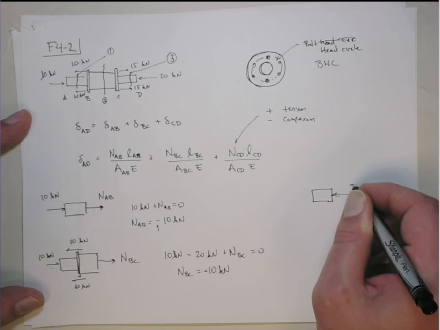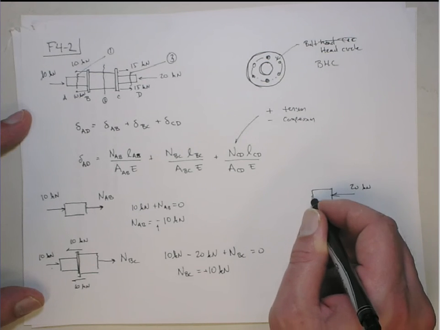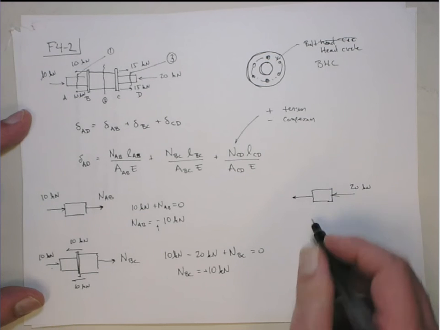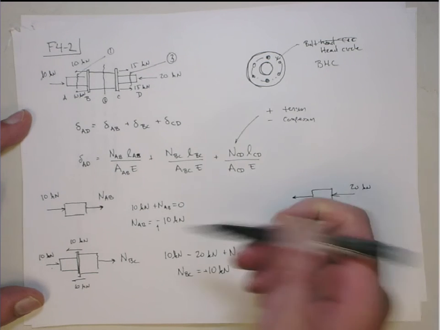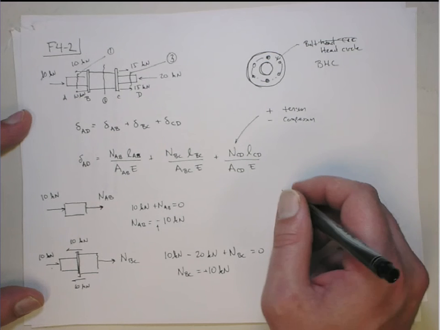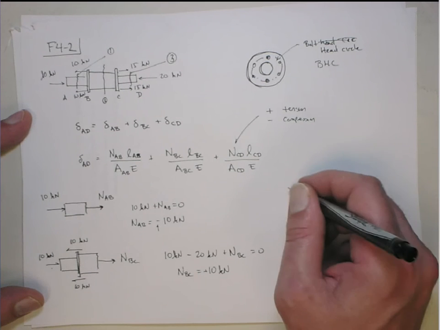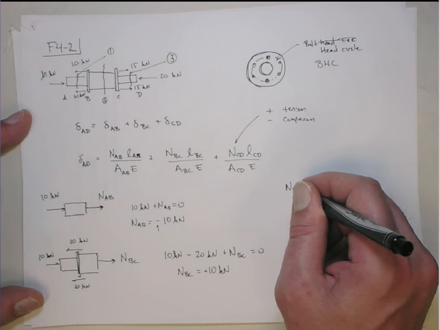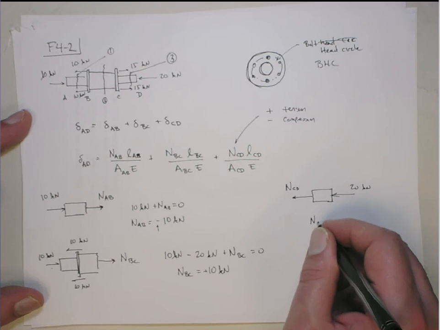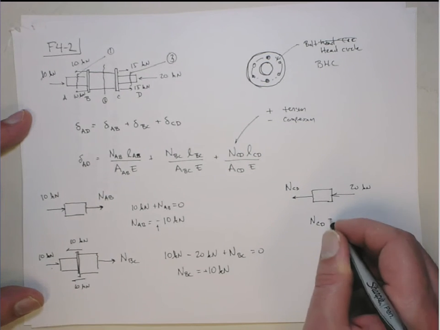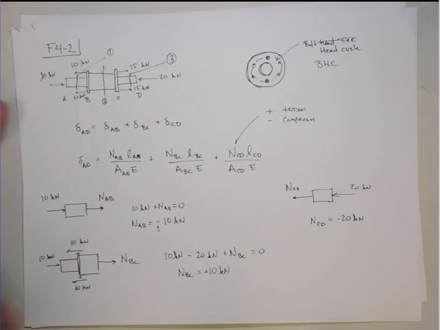Right, here's the 20 kilonewtons. Again, okay, so the internal reaction force we're assuming is positive in tension. So this is a negative face, so it's going to point in the negative direction, okay? So it's pointing always outward, tension positive. This is NCD. And then again, you do sum of forces, and you can see that this is actually in compression, and NCD is minus 20 kilonewtons, okay?